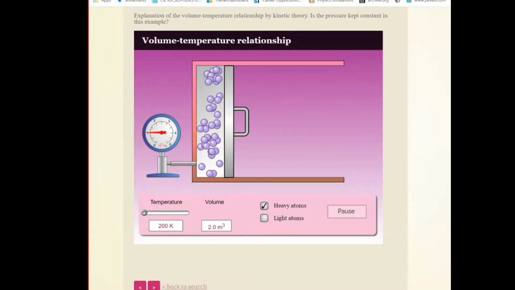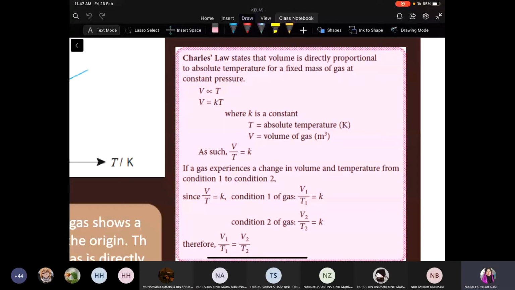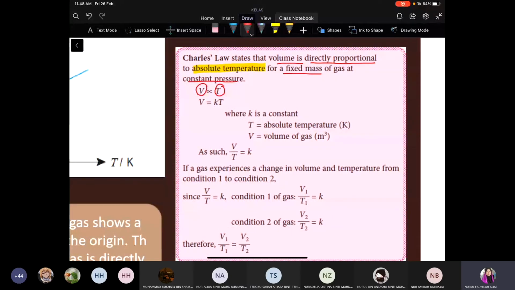Stop presenting. Okay, so that is Charles' law. When the temperature increases, the volume will increase. If you are asked about Charles' law, the statement is: Charles' law states that volume is directly proportional to absolute temperature, for a fixed mass. You must mention the mass is fixed, and you must also mention the pressure is constant. The pressure of the gas.